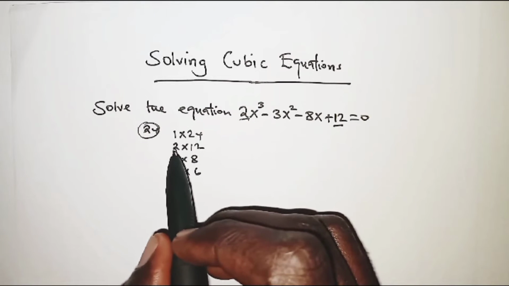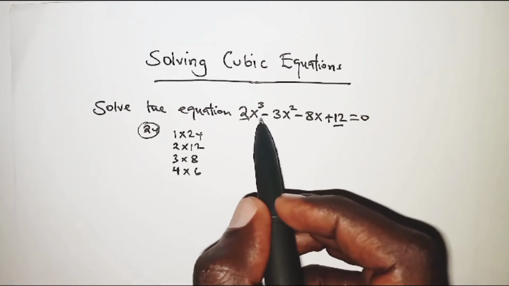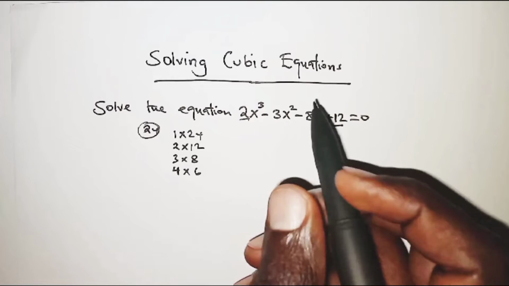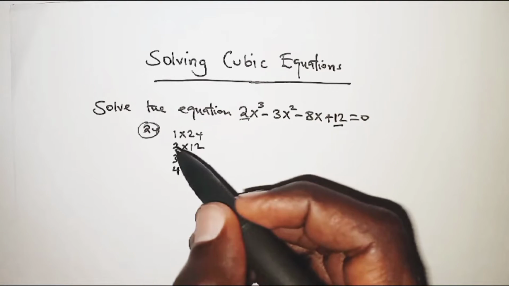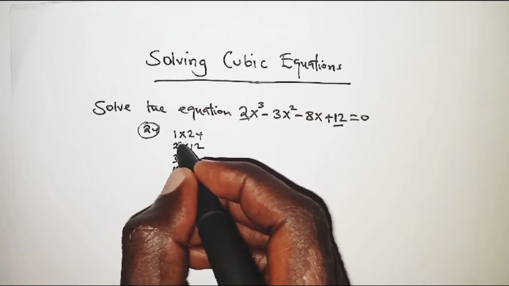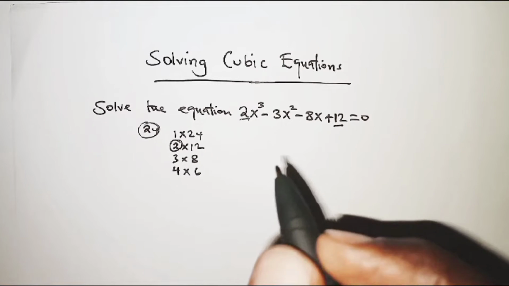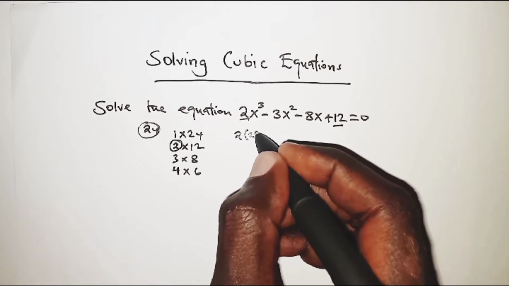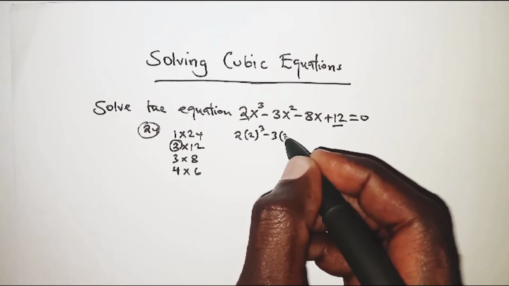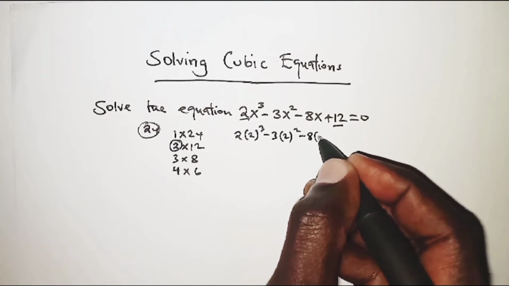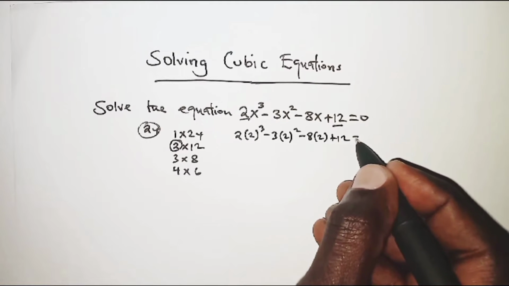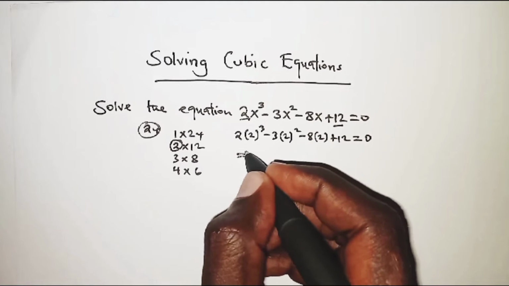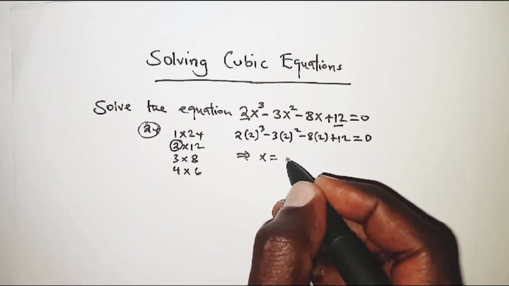So we are going to check each and every factor by substituting it in this equation. If the result is 0, then that is one of the roots. If we do this, we'll realize that 2 is one of the factors, so we pick 2. So we're going to have 2 into 2 cubed minus 3 into 2 squared minus 8 into 2 plus 12. This for sure should give us 0. So this implies that 2 is one of the roots.